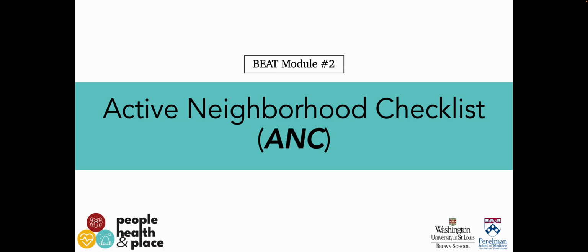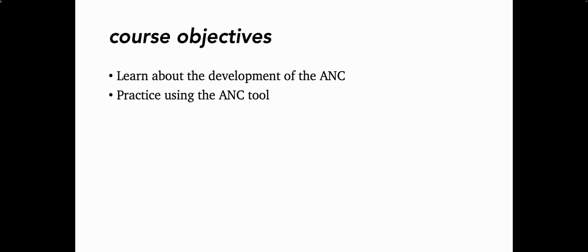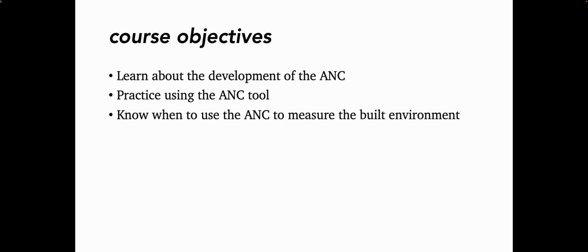Before starting this module, we highly recommend that you review the Active Neighborhood Checklist sample document and the protocol for using the tool, both of which are located in the resources page for this module. The objective of this course is to become comfortable with the ANC and to know how and when to use it. We'll go through the checklist itself step by step and talk about the circumstances in which you may want to use the ANC to assess a neighborhood environment.